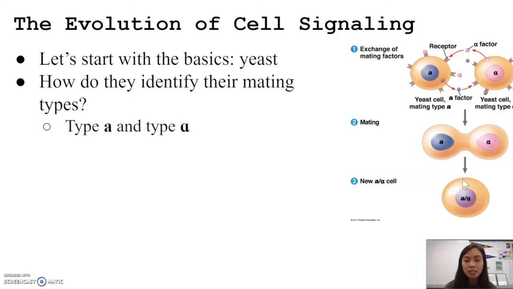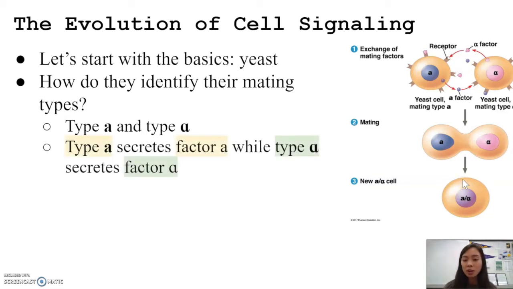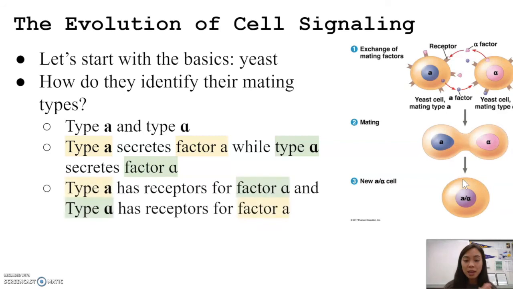For example, in yeast there are type A and type alpha cells, and the type of the cell they are is based off of the type of factor they release. So type A cells are going to secrete factor A, while type alpha cells secrete factor alpha. Now, in order for them to reproduce, they bind to the other type of cell. And for them to recognize that type of cell, they have receptors. So type A is going to have receptors for factor alpha, which is released by type alpha. And type alpha cells will have receptors for factor A, which are released by type A cells.